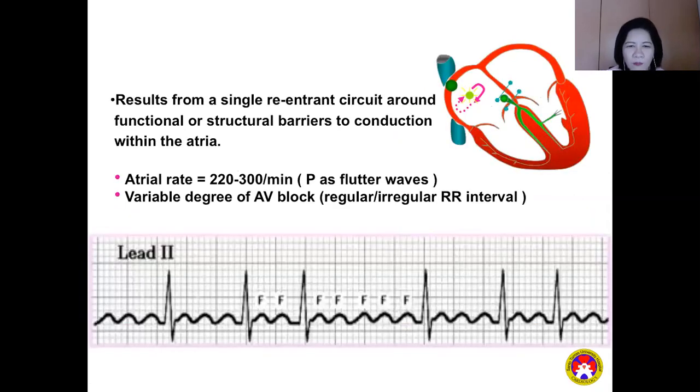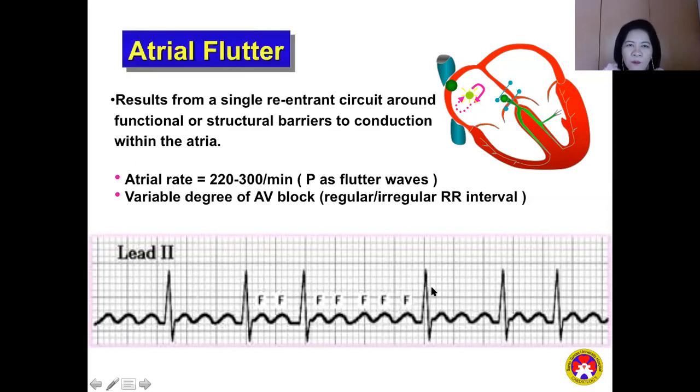Okay, about this one. Here, you see that there are a lot of P's for every QRS complex. If we get the rate of the P, a P to the next P is the atrial rate. So you are getting the atrial rate. If the atrial rate here is 200 and above, followed by a QRS complex, the QRS can be irregular, R to R, or you can have a regular R to R where you have a fixed block. So this is what we call atrial flutter.